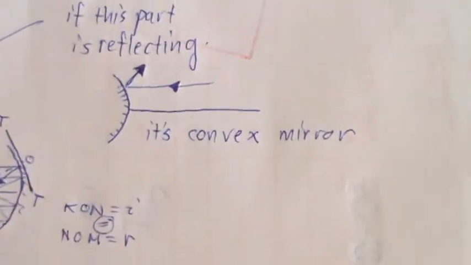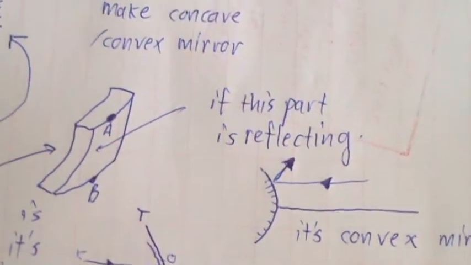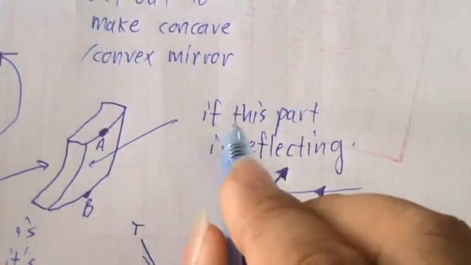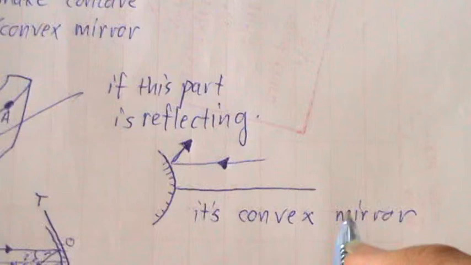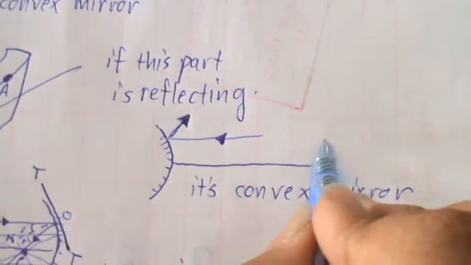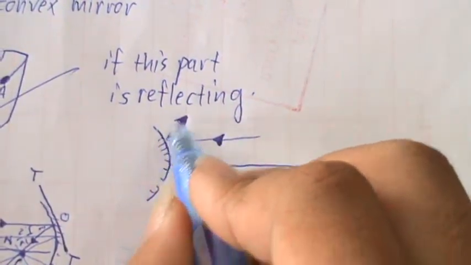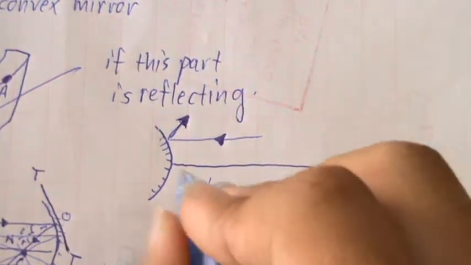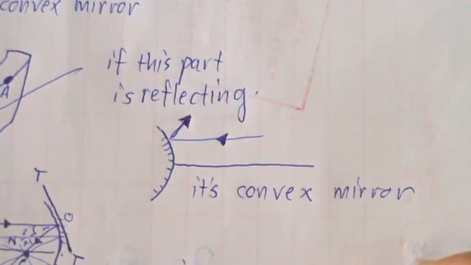But how do we find out if it is a convex mirror? Look at this part. If this part is reflecting, the diagram will look something like this. The light ray comes and it will be reflected away. Later we will explain why.